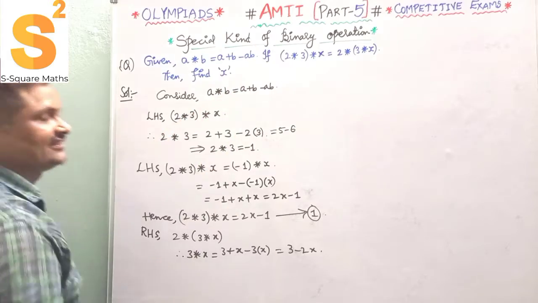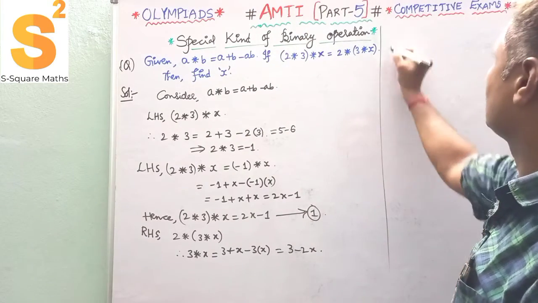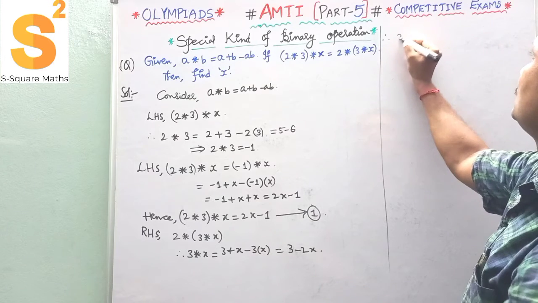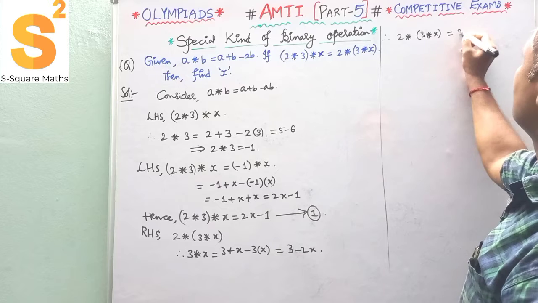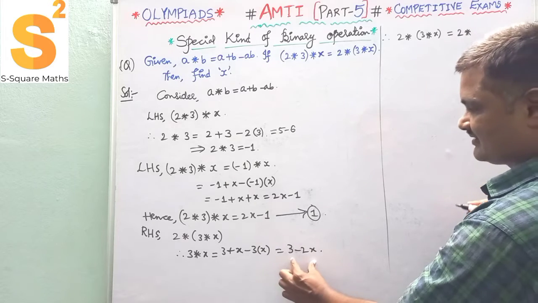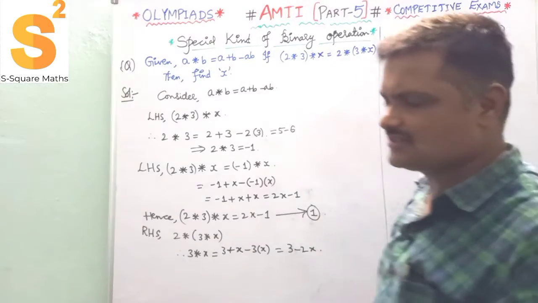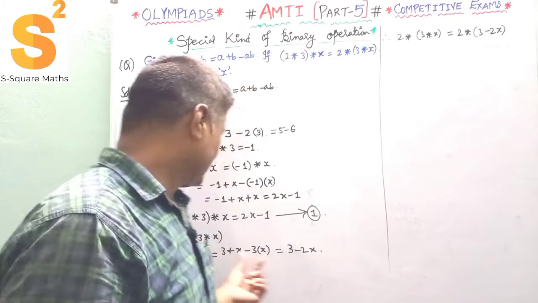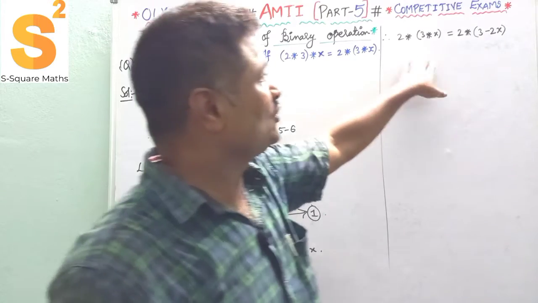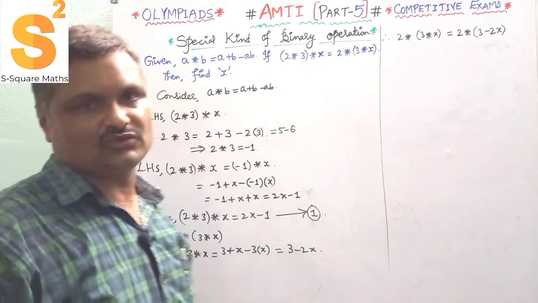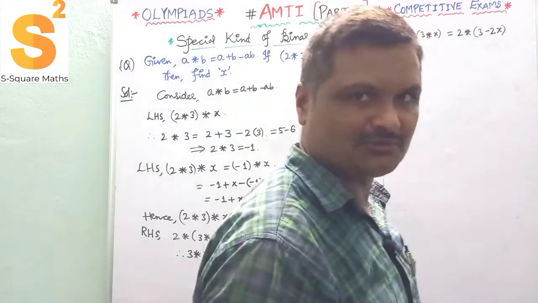So now I am doing that side here. I can write 2 star of 3 star x as 2 star of, what is our 3 star x, it is 3 minus 2x. So please viewers, don't get confused here. This has been substituted. Now this is in the form of A star B, where A is our 2 and B is our 3 minus 2x. Okay. So now this RHS part I am going to simplify.